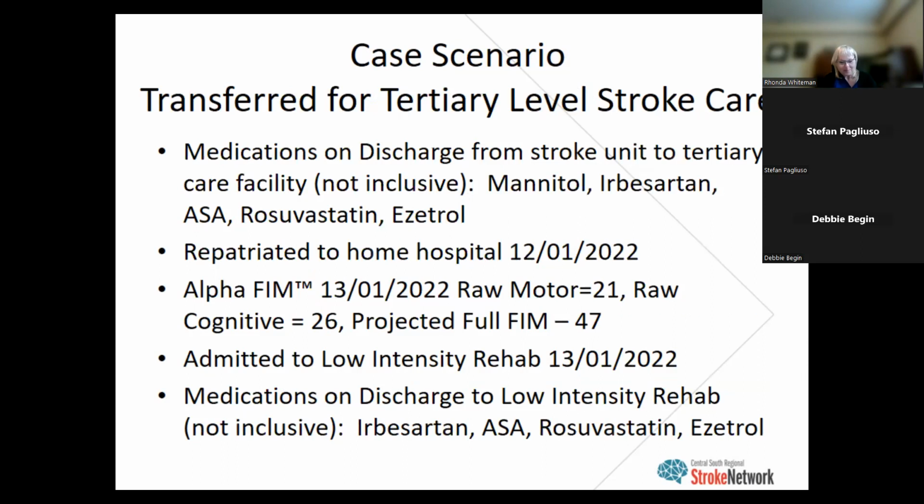No problem. So the meds on discharge state ASA was prescribed on transfer back to the home hospital after a 7-day length of stay at the neurosurgery center. A new alpha FIM assessment was completed and the patient was admitted to low intensity rehab the next day. Then discharged from the home stroke hospital with a prescription for ASA as well.